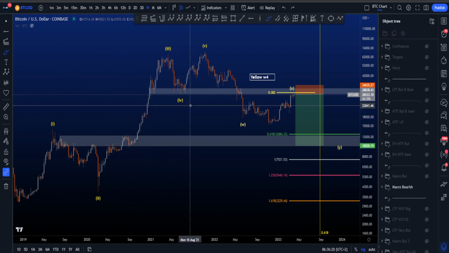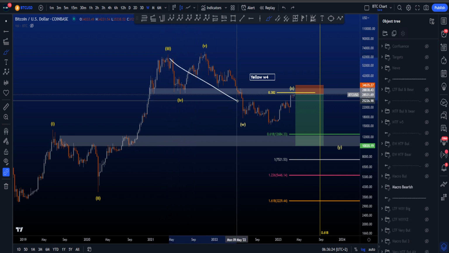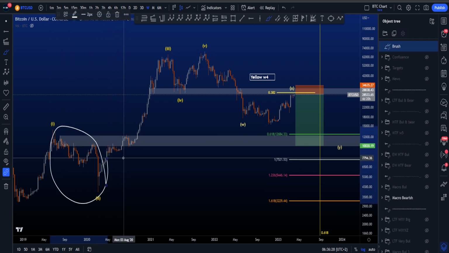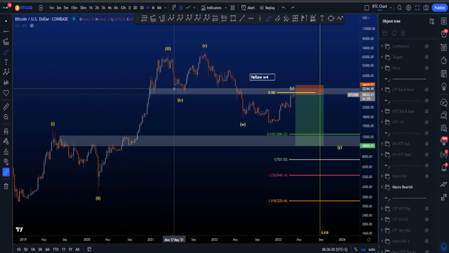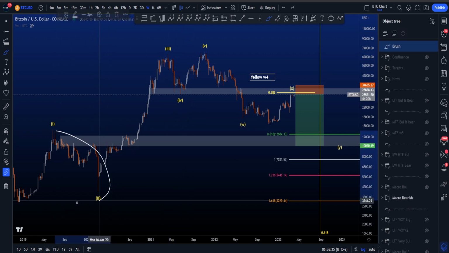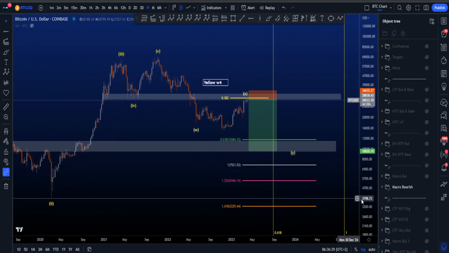Now, what I don't really like about this scenario though is this wave 4 over here. Usually a wave 4 is longer compared to a wave 2 in Elliott Waves. However, on the Bitcoin chart you can clearly see that this wave 4 is a lot shorter in time compared to this wave 2, which is something that is very, very rare and not really something I like to see.